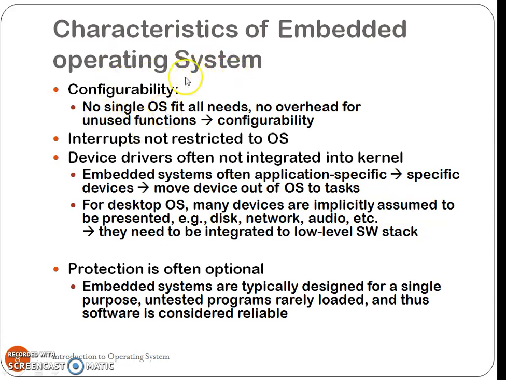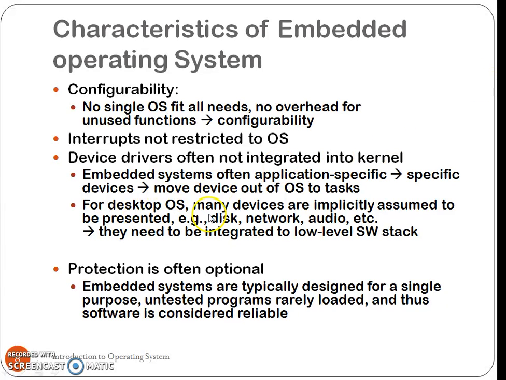Continuing with the characteristics of embedded operating system is configurability, that a single OS will not fit all needs, and no overhead is included of the functions which we are not using. So it is called configurability, that we have configured it for the particular application. Interrupts are not restricted to OS. Beyond that, device drivers are often not integrated into a kernel. Embedded systems often are application specific and for specific devices. So device drivers are not integrated into the kernel.